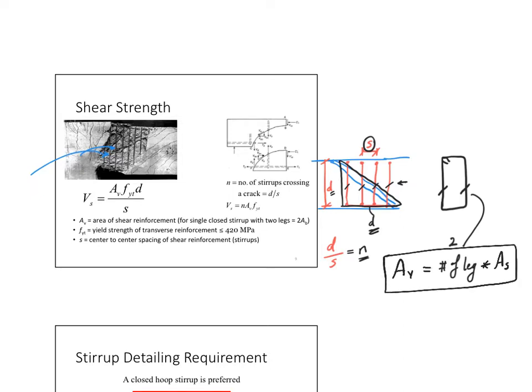Remember this very important fact. Now for every stirrup I'm running through, I'm going to run through 2 legs. I'm going to have to break these 2 legs before my shear failure happens. So my Av will be equal to the number of legs multiplied by the area of the stirrup. Not the As of the longitudinal. It's the area of stirrup reinforcement. Okay, so if it is a single closed stirrup, it will be 2 legs, 2 times the area of the bar.